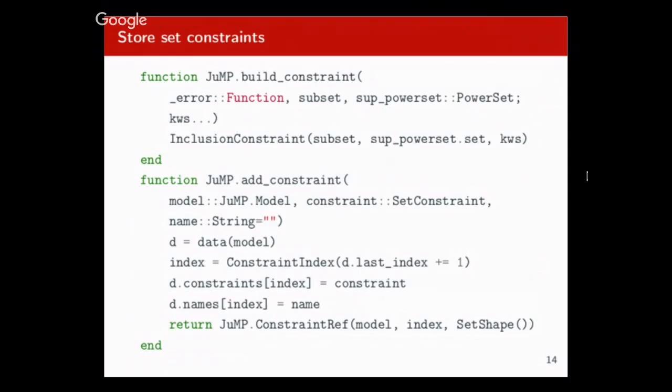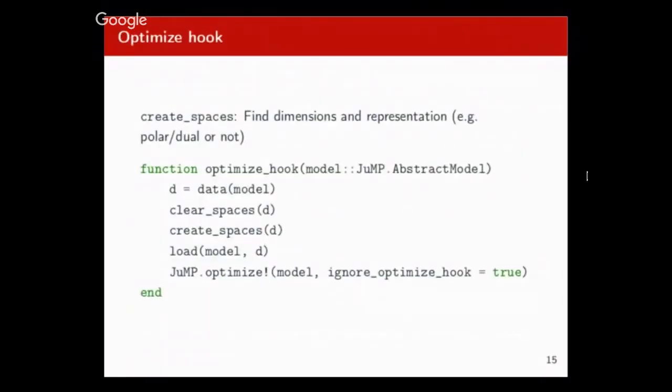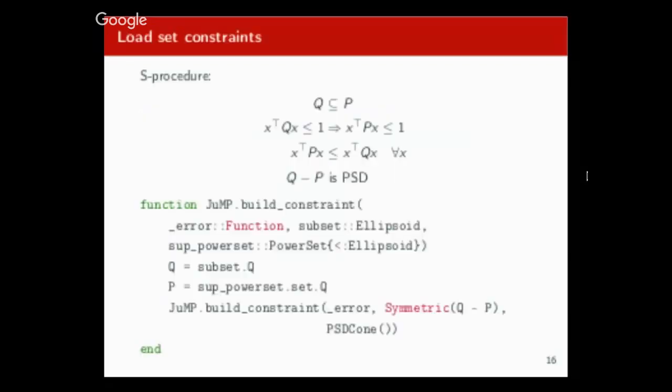But for this one, because we don't know yet how to represent the set, we just store it in some vectors, and then at the end we have an optimize hook. So when you call optimize on JuMP, we have set a hook, and so it will call us. What we do is clear space if an optimize was already called, and then we check, okay, what's the dimension of the ellipsoid? Should it be polar or primal? And we actually create things. And then we load, so for all the constraints, now we transform them to OCP and so on. And then we call the JuMP optimize.